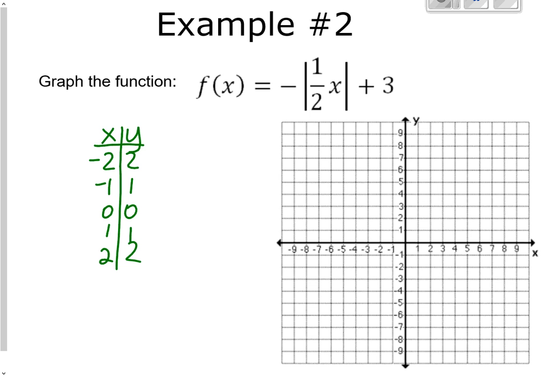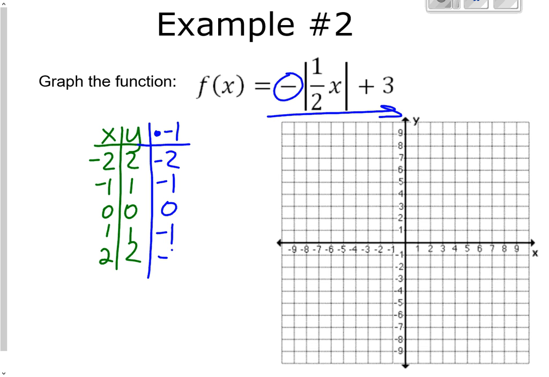Okay, so let's start with this negative sign. Okay, we're reading this way. This negative is outside my function, which means I'm going to multiply all my y values by -1. And I get -2, -1, 0, -1, -2.